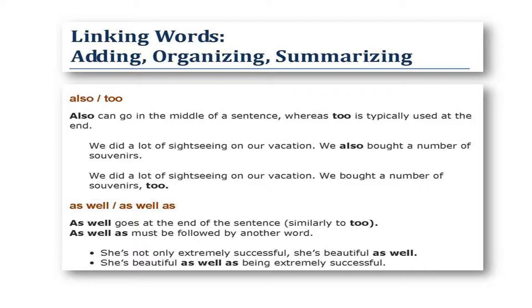As well and as well as. As well goes at the end of the sentence, similarly to too. As well as must be followed by another word. She's not only extremely successful, she's beautiful as well. She's beautiful as well as being extremely successful.